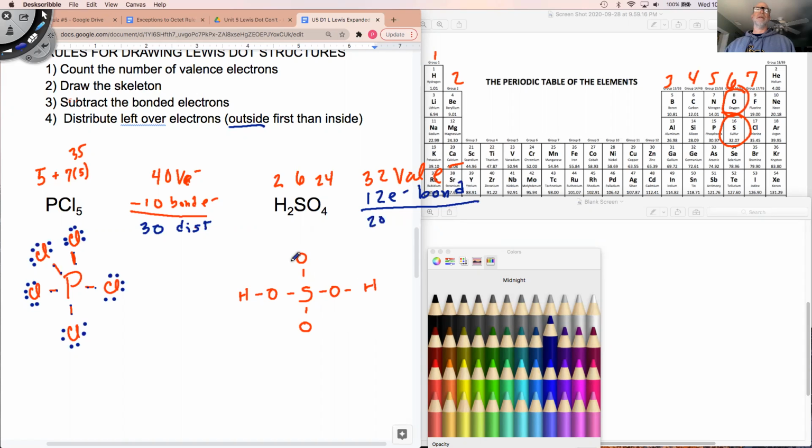So let's distribute here. 1, 2, 3, 4, 5, 6. 1, 2, 3, 4, 5, 6, because these oxygens each need 8, right? And then, here we go. Let's see. This oxygen here has how many? 2, 4. So it needs 1, 2, 3, 4 more. So that's 6 plus 6 is 12, plus 4 is 16, plus 2 more equals 20, ladies and gentlemen. So you can see 2, 4, 6, 8, 10, 12, 14, 16, 18, 20. We've used up all our electrons, and now we're all set.